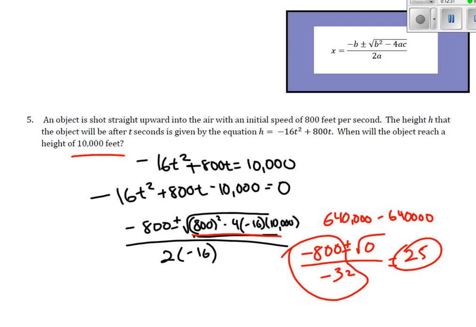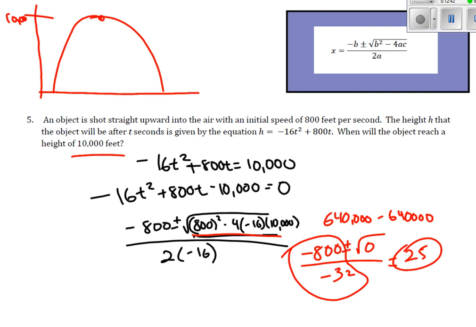On a graph, kind of what that means is this: that shot straight up in the air, when does it hit 10,000? That means it's going to hit 10,000 right there, and that's going to be 25 seconds in. It also represents the axis of symmetry.